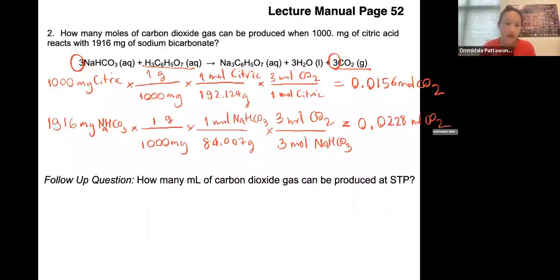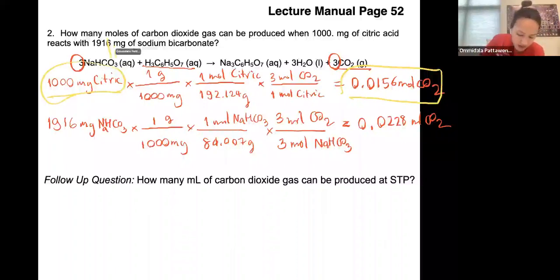As you can see, given the amount of citric acid per amount of sodium bicarbonate that we have, the only moles of CO2 that can be produced would be this much, right? Because it's going to be limited by the amount of citric acid. So in this case, citric acid is the limiting reactant. This amount of citric acid limits you to producing only 0.0156 mole of CO2.